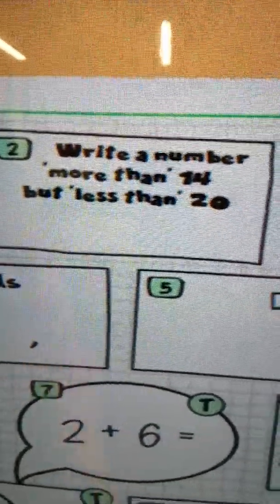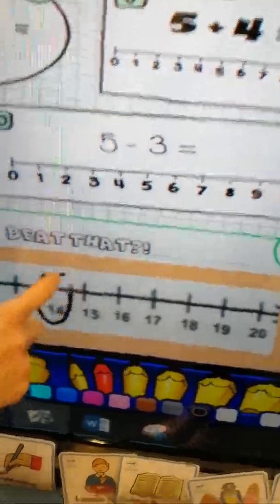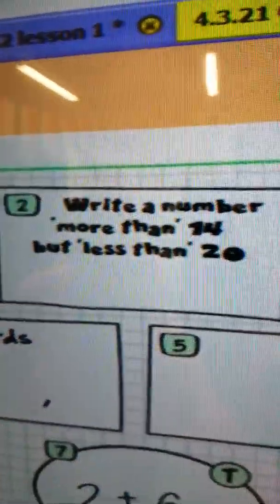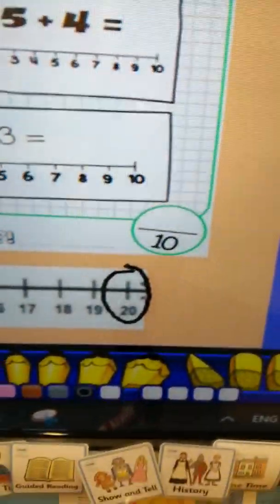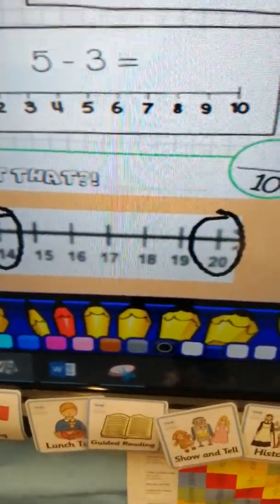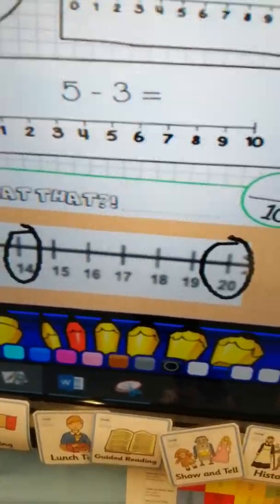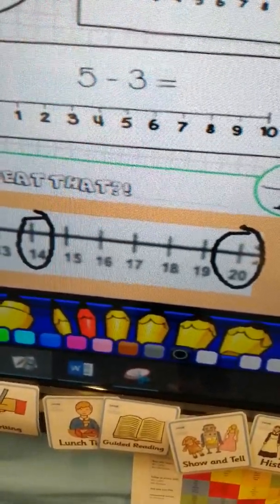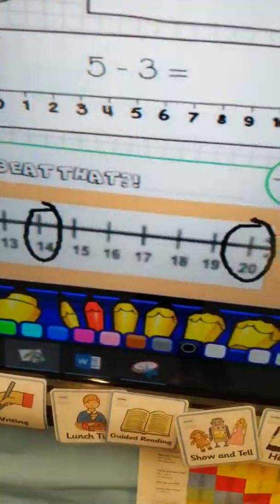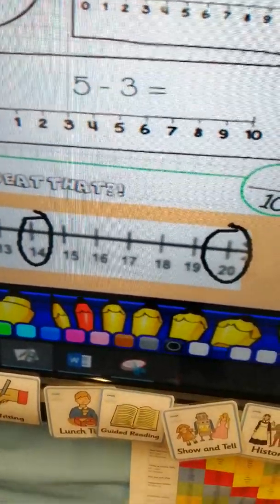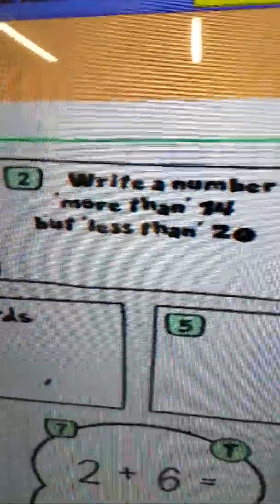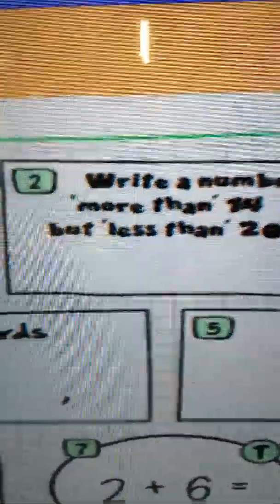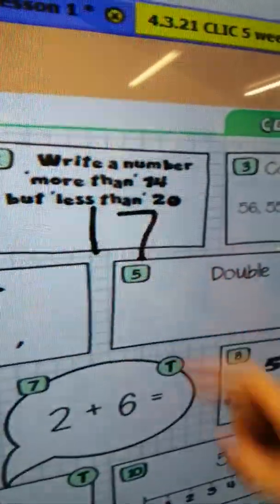Let me find 14 on the number line. Here it is. That's more than 14, but less than 20. Now I've circled 20 and I've circled 14 on my number line. So it could be any of those numbers that are between, because those numbers are all more than 14 and those numbers are all less than 20. I'll just pause the video now, choose a number that is more than 14 but less than 20. Marvellous, you could have chosen any of those numbers. I'm going to choose the number 17.